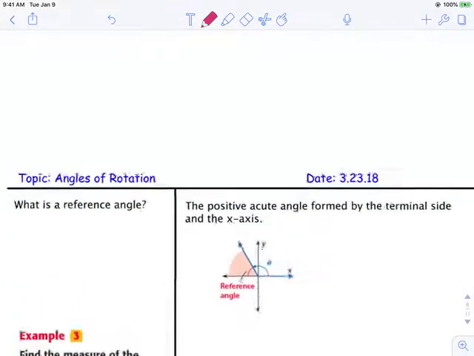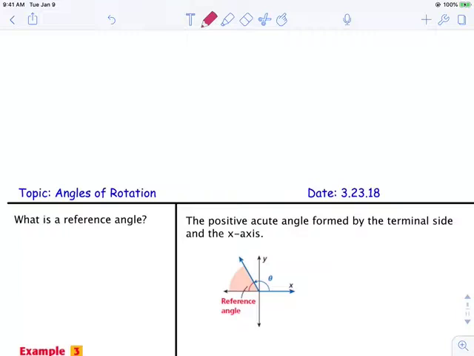All right. Here's another important trig vocab word, reference angle. While I get my screen back up, it's the positive acute angle formed by the terminal side and the x-axis. And that is the reference angle. So make sure you draw yourself a picture, because we're going to use this again and again.